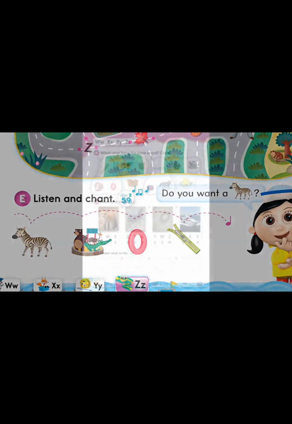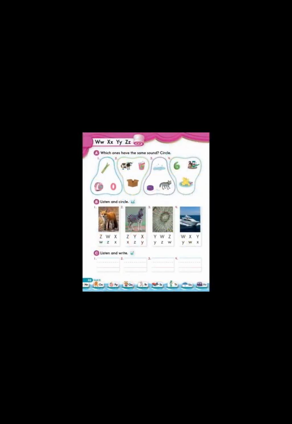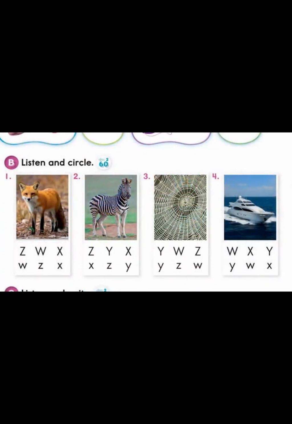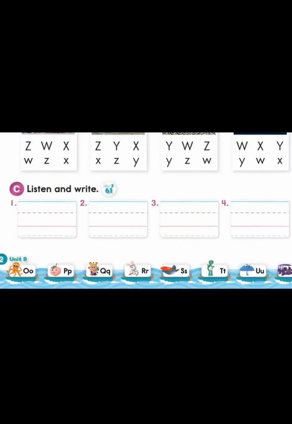Page 82. The letters W, X, Y, Z. B. Listen and circle. 1. Fox. 2. Zebra. 3. Web. 4. Yacht.